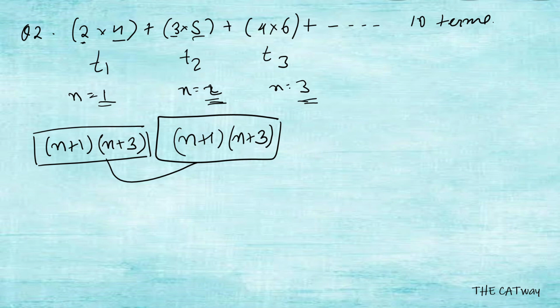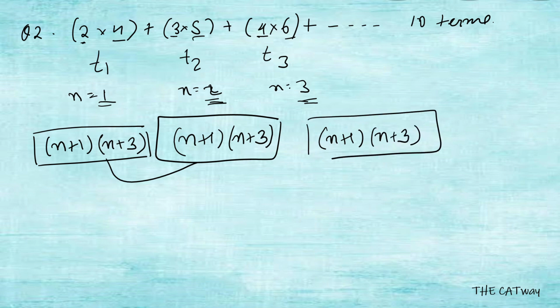So n is equal to 3. Can we write 4 as n plus 1? Yes, because it will be 3 plus 1. Then we have 6, and 3 plus 3 is 6, so n plus 3. Now you can see that it is common in all of them. So each and every term is equal to n plus 1 into n plus 3.